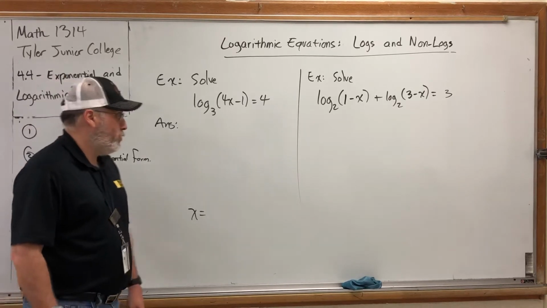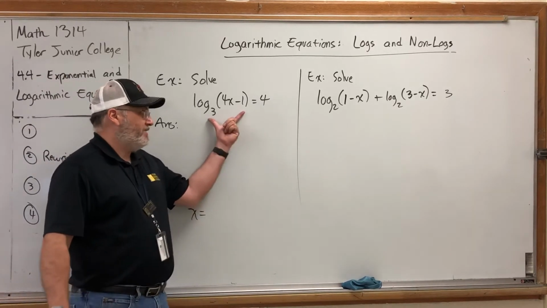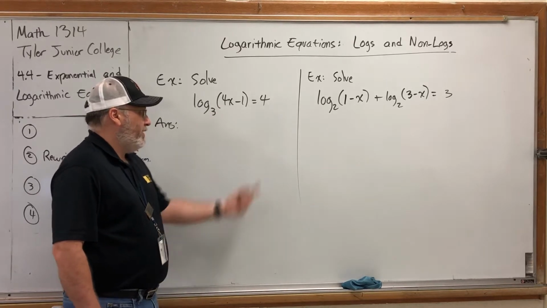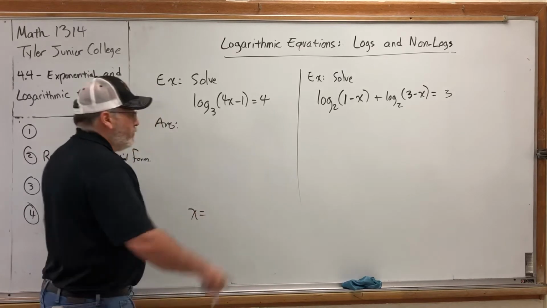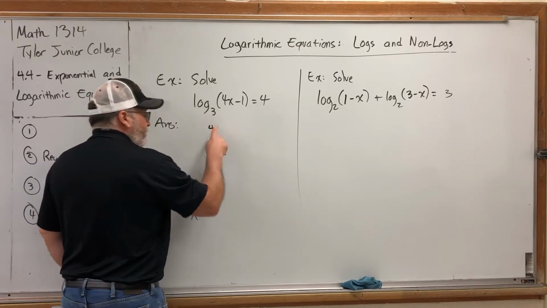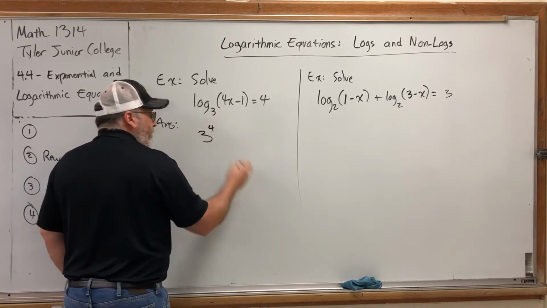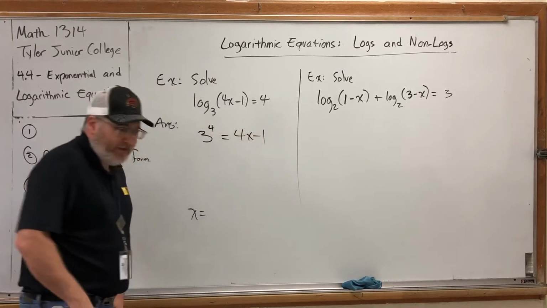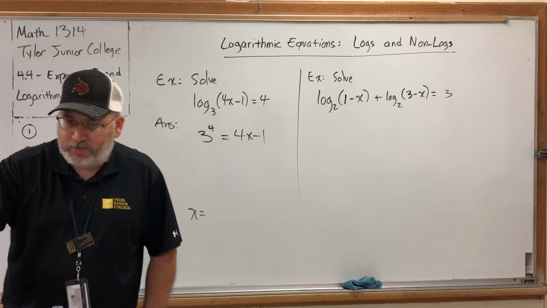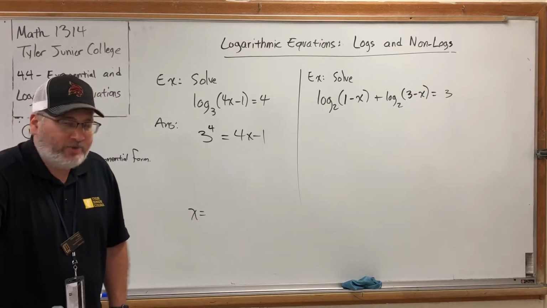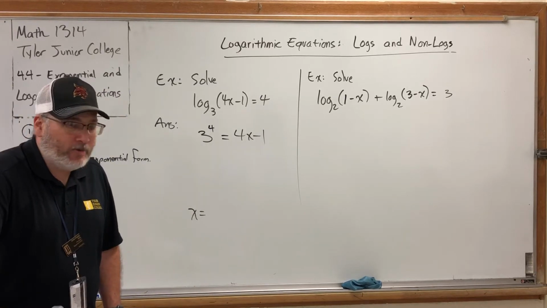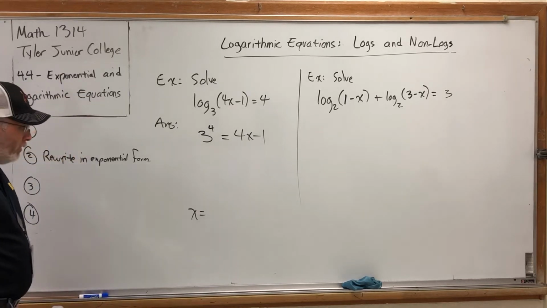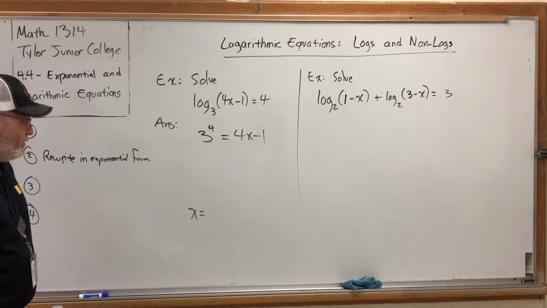Remember, a logarithm is a question. The question this is asking is what power turns 3 into 4x minus 1, and the answer is this power. So 4 is the power that turns the base, 3, into the argument, 4x minus 1. If you can get that chant down, logs become so much easier. The answer to a logarithm is the power that turns the base into the argument. Oh look, we got the x out of the log, and the log's gone.